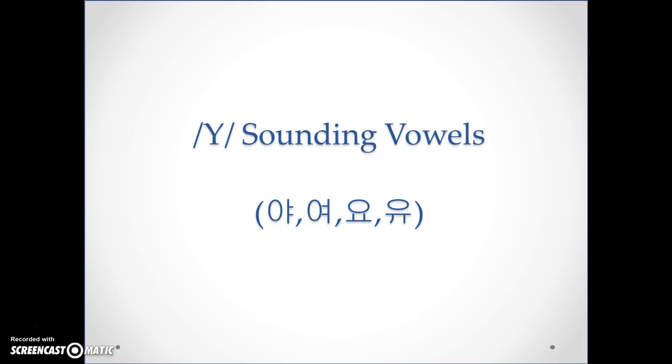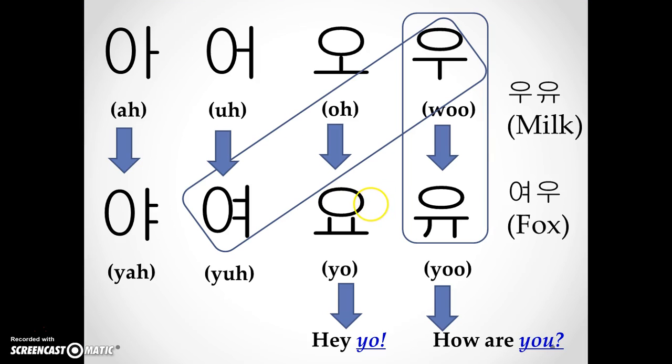Now we're going to move on to the Y-sounding vowels, and those are ya, yo, yo, and you. The way you remember them is very easy, because they're just adding one extra line to the basic ones we've learned. So from ah, as in I get it, you have ya. And from oh, the sound of hesitation, I don't know.